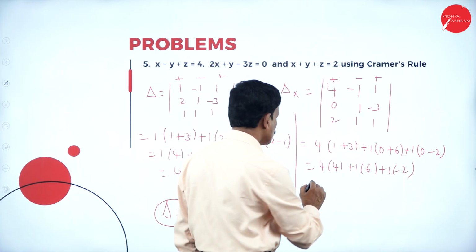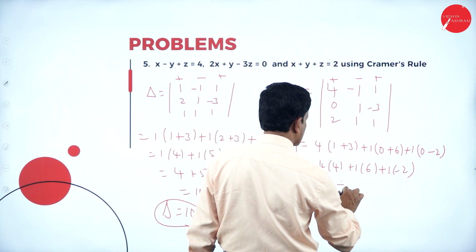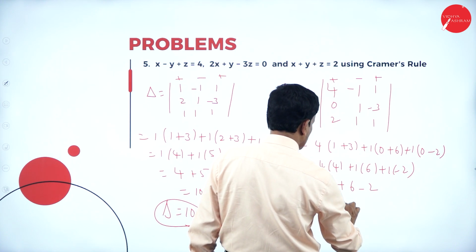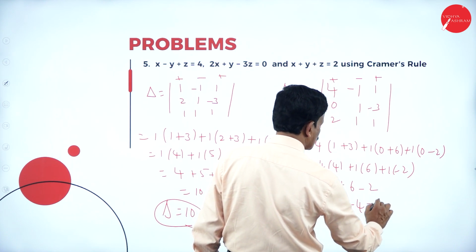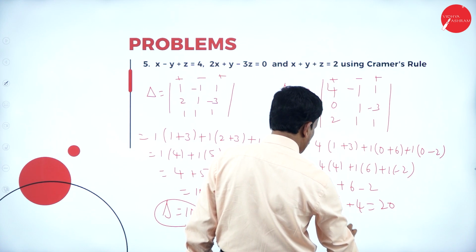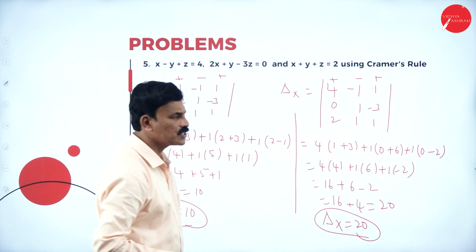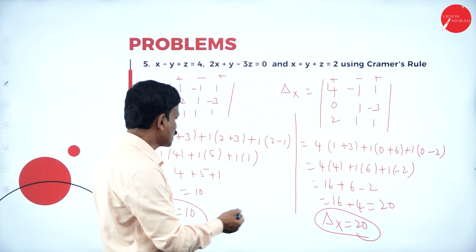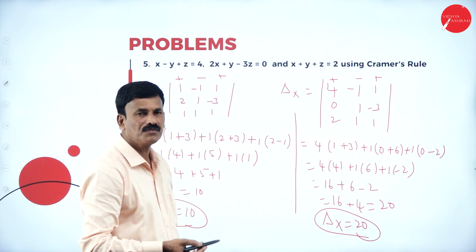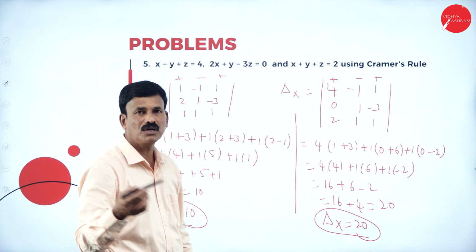So this is equal to 4 into 4 plus 1 into 6 plus 1 into minus 2. This is equal to 4 4s are 16 plus 6 1s are 6 minus 2. 16 plus 6 minus 2 is 4, that's equal to 20. So delta x is equal to 20. Delta is equal to 10, delta x is equal to 20. So delta x by delta will give the value of x. 20 by 10 is 2, the value of x.